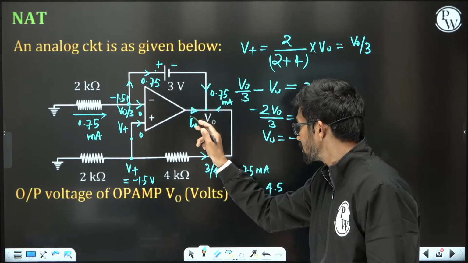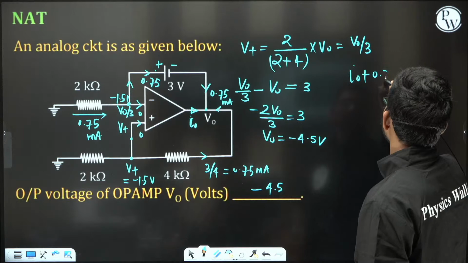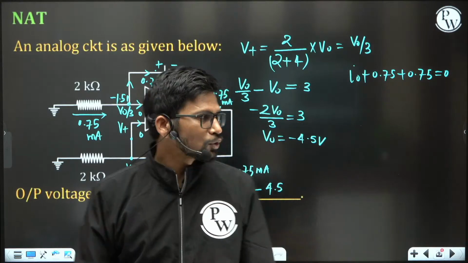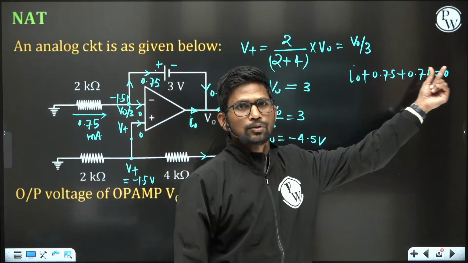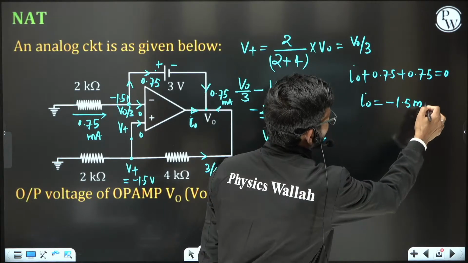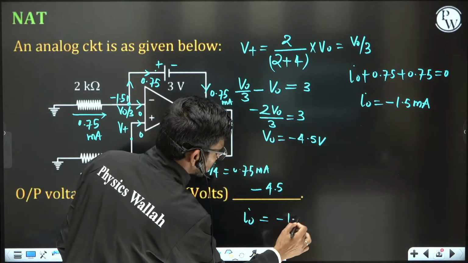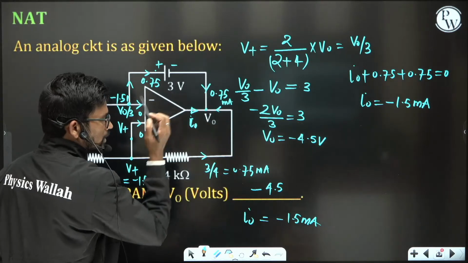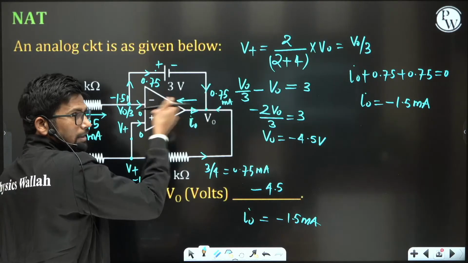And this I0 is asked in this direction. So all these currents are incoming currents at this node. So I0 plus 0.75 plus 0.75 is equal to 0. Total incoming current is equal to total outgoing current. Since all the currents are incoming, no outgoing current is there, so the total outgoing current is 0. So I naught comes out to be minus 1.5 milliampere. If I naught is asked in this direction, then it is minus 1.5. So actually 0.75 is coming from this direction, 0.75 is coming from this direction, and in this direction 1.5 milliampere current is going inside.